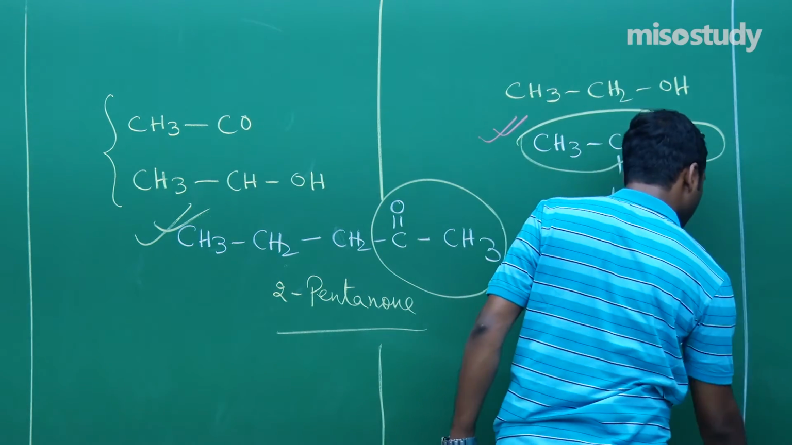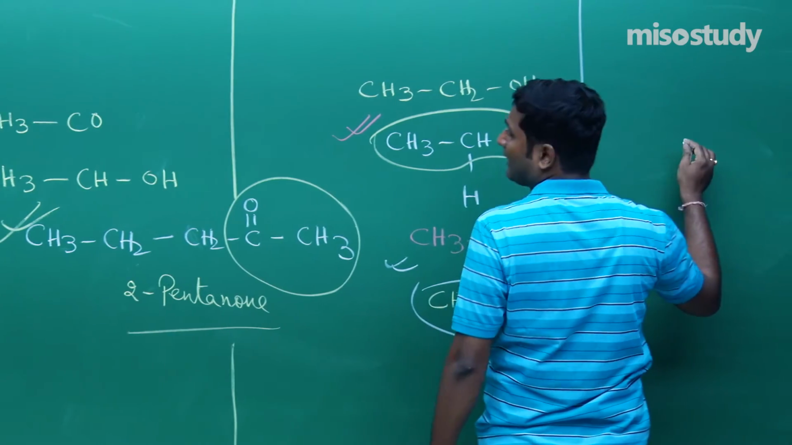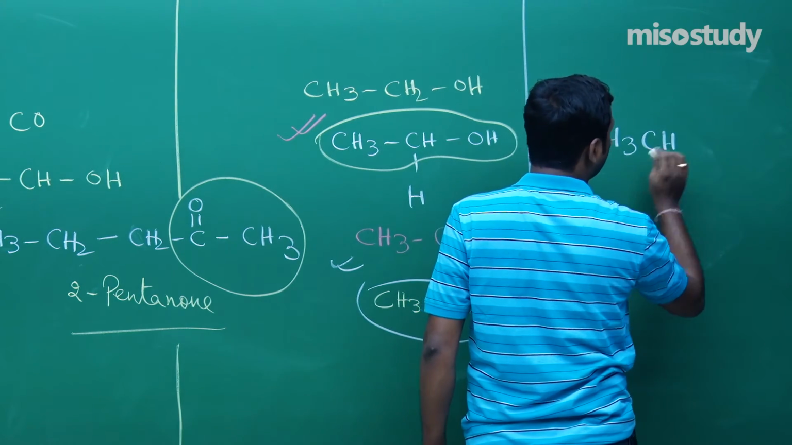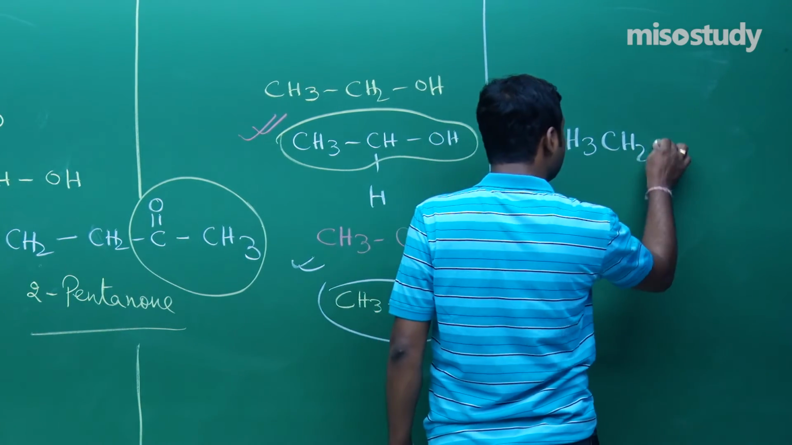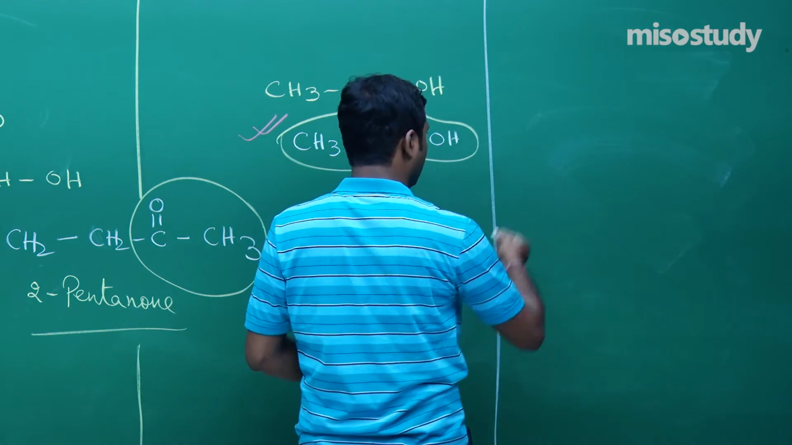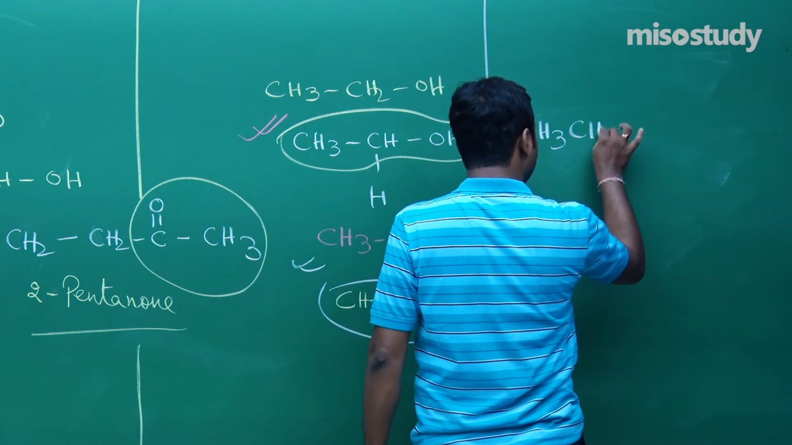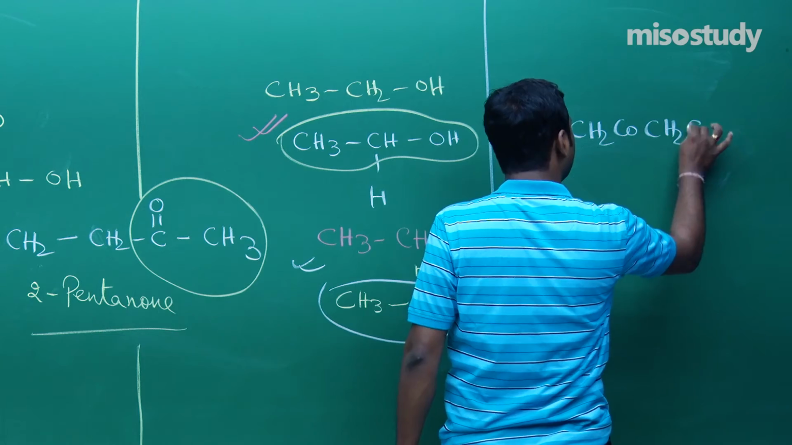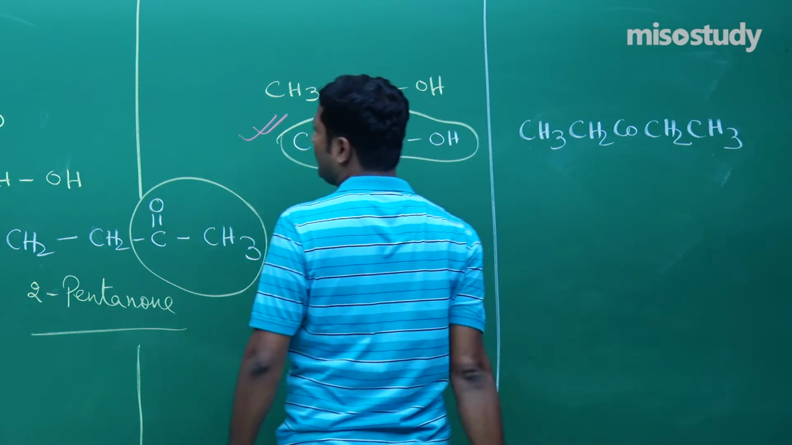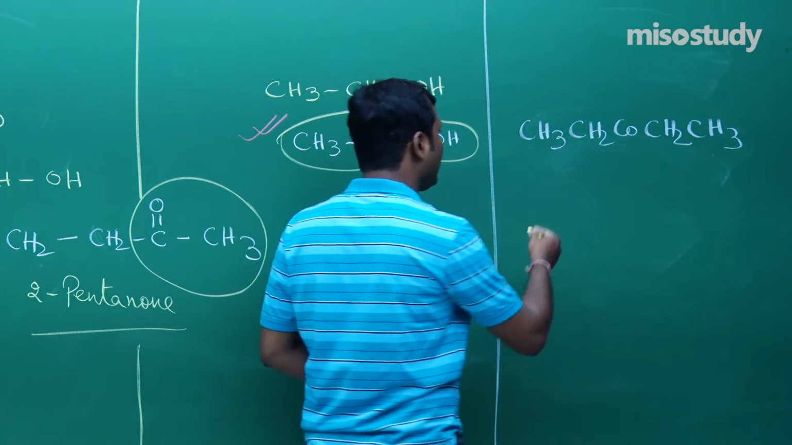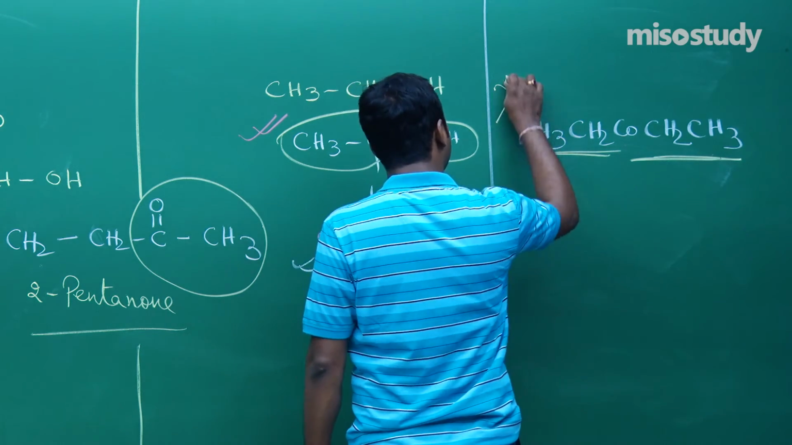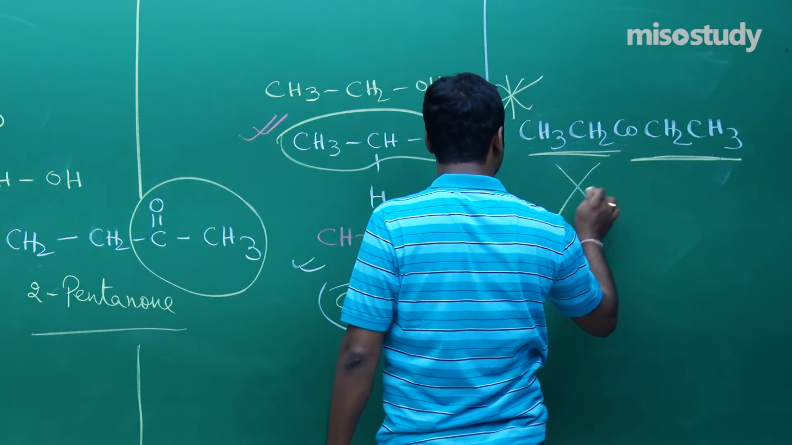Now moving here, check it out. If I write like this, the second one is 3-pentanone: CH3CH2COCH2CH3. Clear to you? This one, 1, 2, 3, 4, 5, 3-pentanone. In this case, look, no CH3CO linkage is present. So we will say that it will not perform a positive iodoform test.